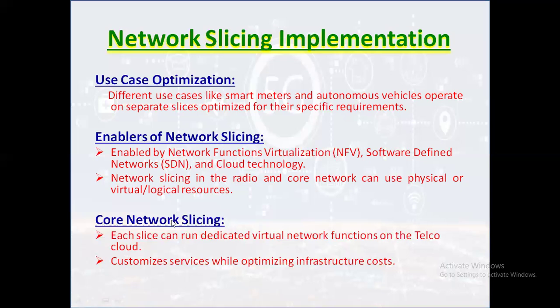Next, core network slicing. In the core network, each slice can run dedicated virtual network functions on the telco cloud, allowing for customized services that align with the specific needs of different applications. This approach not only enhances service delivery but also optimizes infrastructure costs, making network operations more efficient and cost effective.